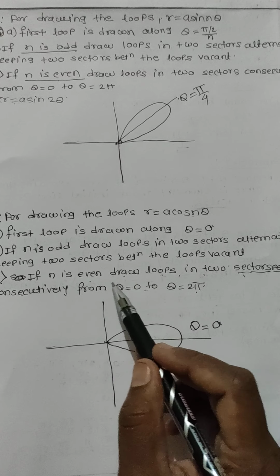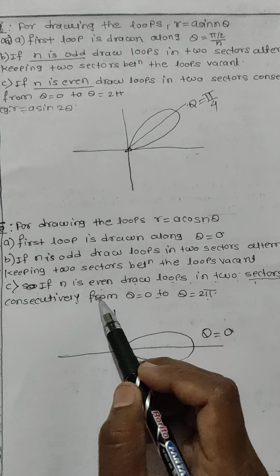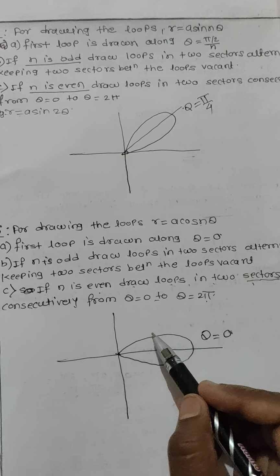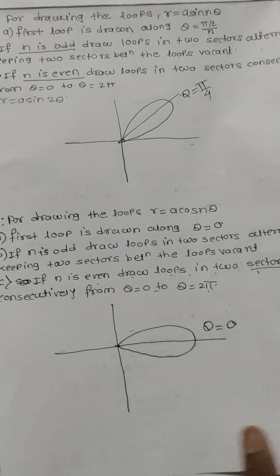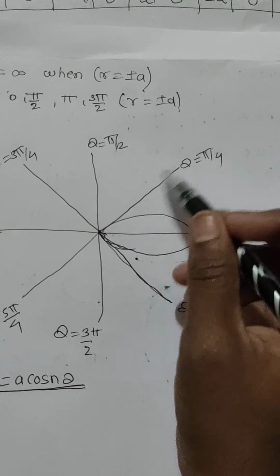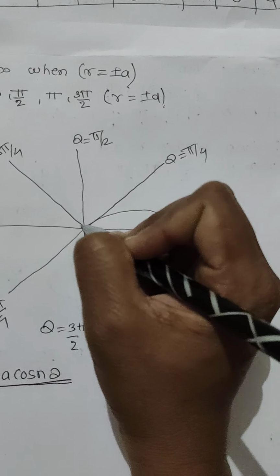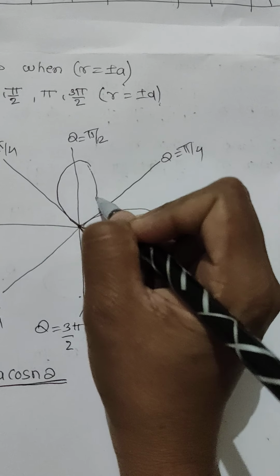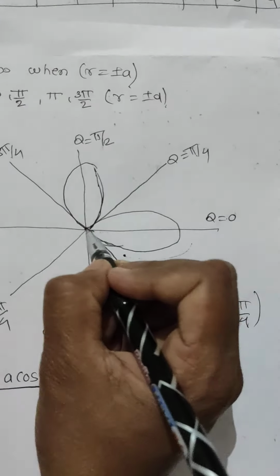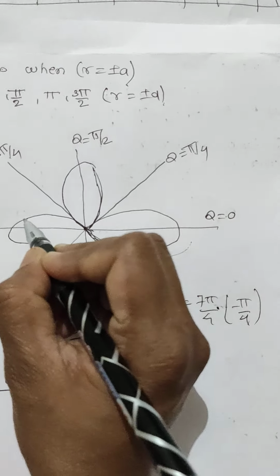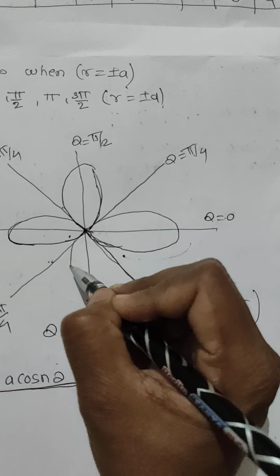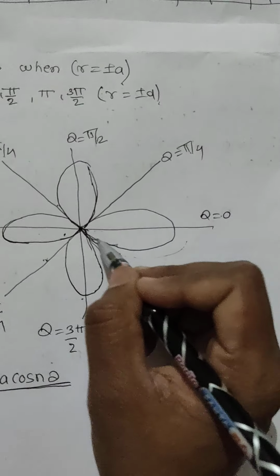So you have to remember this. We have to draw the loops consecutively from theta equal to 0 to theta equal to 2 pi. For r equal to a cos n theta, the first loop is drawn along theta equal to 0. Otherwise, remember, we draw the next loop after one line if n is even. So the next loop is here, and these are again the tangents. Pi by 4 and 3 pi by 4 are tangents of this loop. The next loop lies here, and again these are the tangents of this loop, and again we draw here. These are the tangents of this loop.